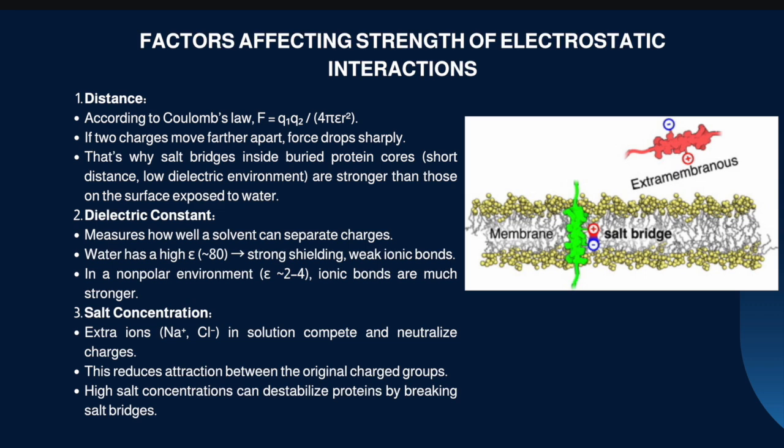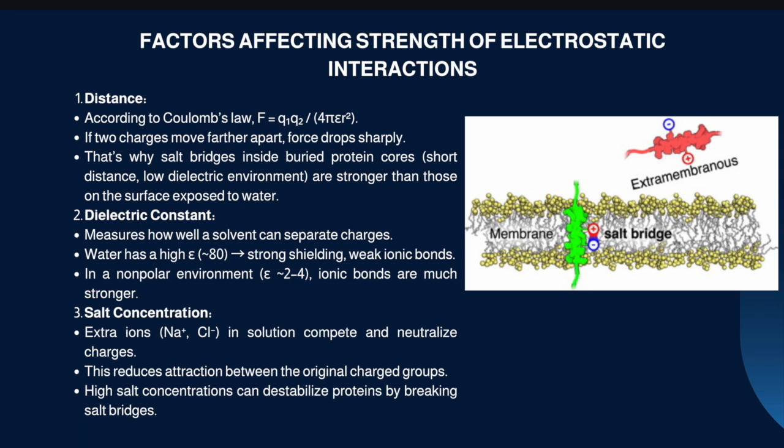What are the factors affecting the strength of these electrostatic interactions? In the diagram you can see the salt bridges found, the green color, you know what it is? It is the embedded protein, a transmembrane protein present in the biological membrane, and in the extracellular part you can also see a red color protein. It is also a protein and it is also carrying charge. So that is a peripheral protein. These types of salt bridges are found in nature, in biological systems, in different types of proteins and membranes.